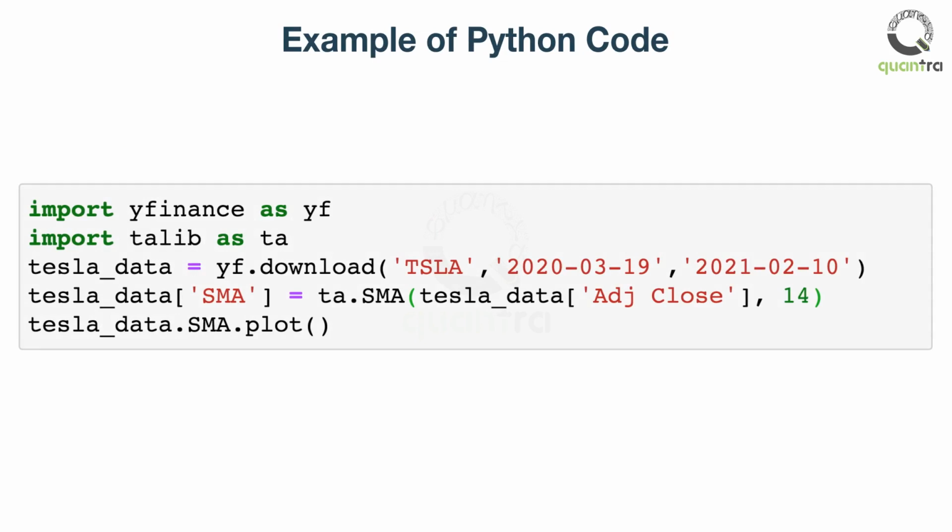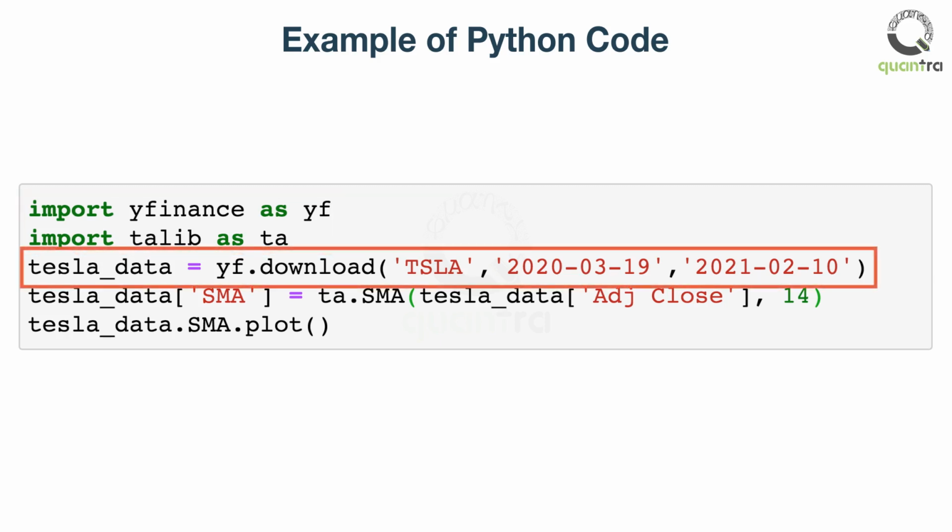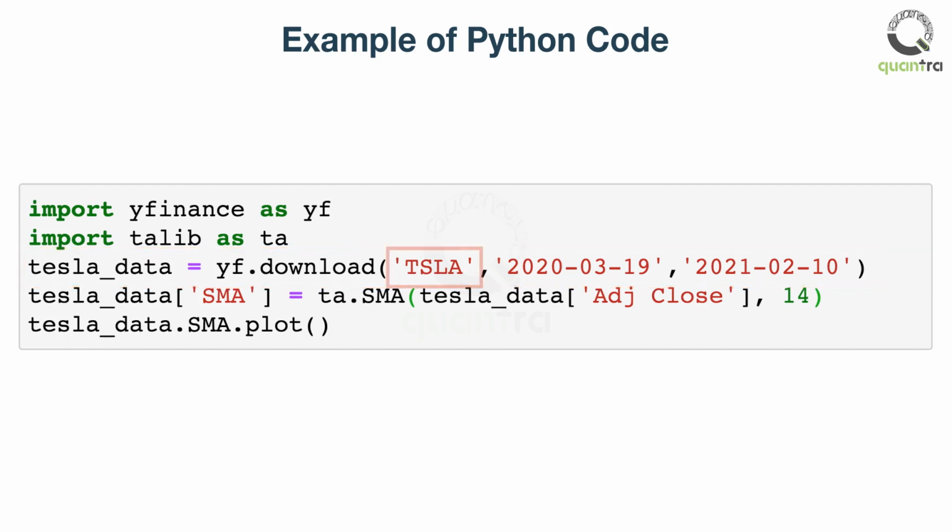Pause the screen here and go through and interpret each line of code. You can see that in the first two lines, the Yahoo Finance and Talib libraries are imported. In the next line, data for Tesla from the 19th of March 2020 to the 10th of February 2021 is retrieved. TSLA is the stock ticker for Tesla.